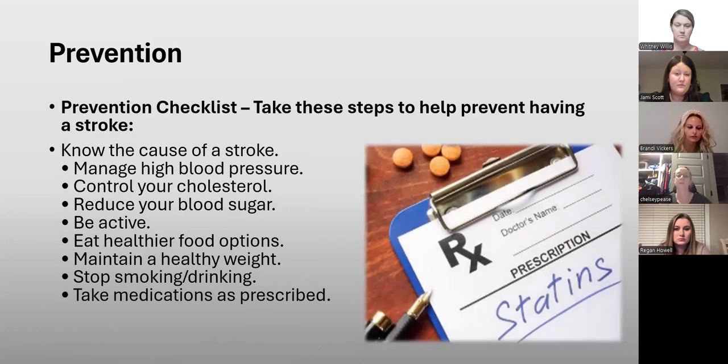Here we move into prevention. We have a little prevention checklist. Know the cause of stroke. So managing your high blood pressure, controlling your cholesterol, reducing your blood sugar, being more active, eating healthier food options, maintaining a healthy weight, cessation of smoking and drinking, and taking medication as prescribed. Each of these are all controllable and great options to prevent a stroke.